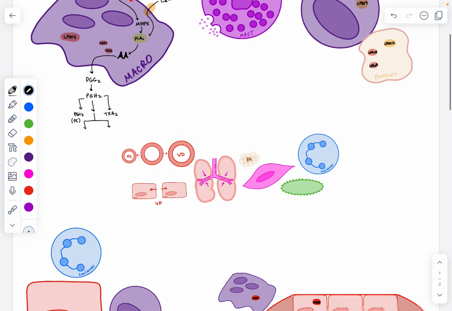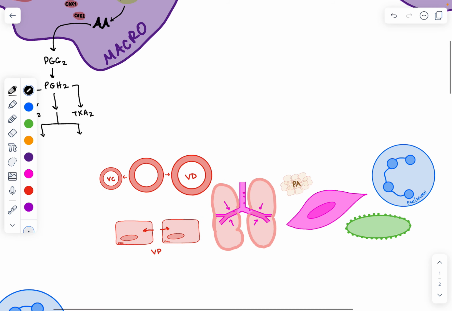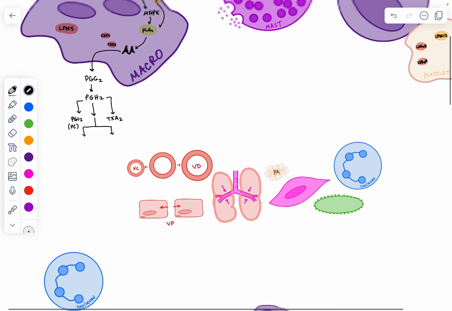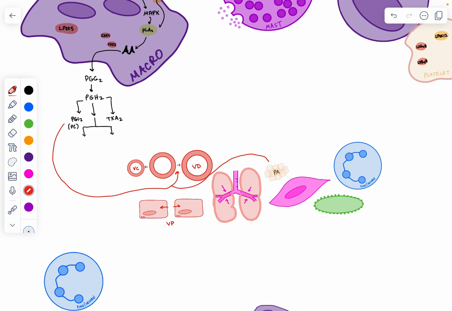So I'm going to go ahead and draw that. In the center of my screen, I have all of the downstream targets of these mediators. And so I'm going to draw an arrow to signify prostaglandin I2 or prostacyclin causing vasodilation, as well as inhibiting platelet aggregation. Just going to draw the little inhibitory marking. So it's going to inhibit platelet aggregation.